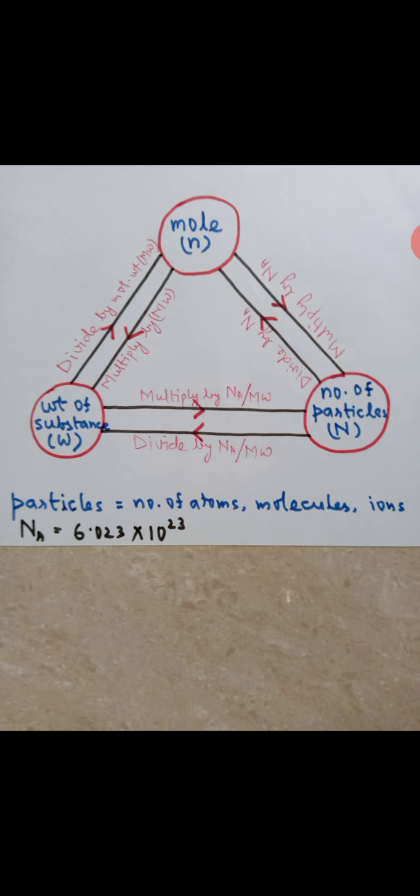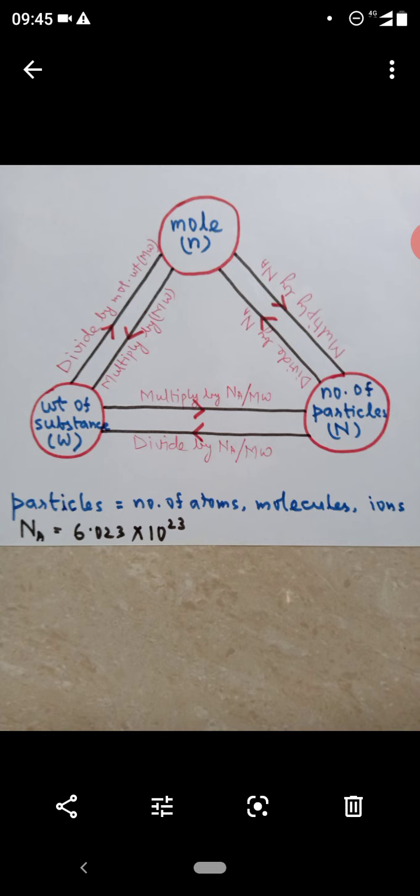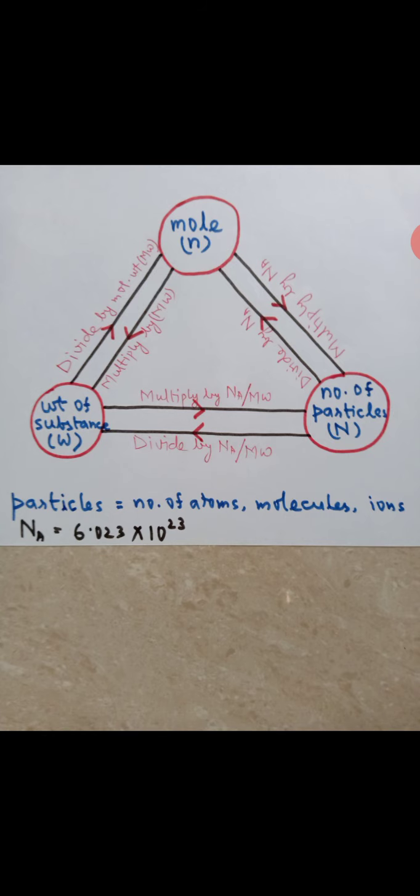See the arrow? Number of particles to mole. I am having number of particles. I need to convert into moles. What will I do? Divide by Avogadro's number. But if I am having mole, I need to convert to number of particles. What I have to do? I have to multiply it. Same thing. Weight to number of particles. How to do? First you convert into moles.